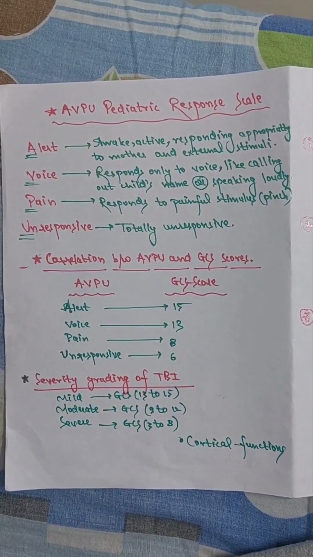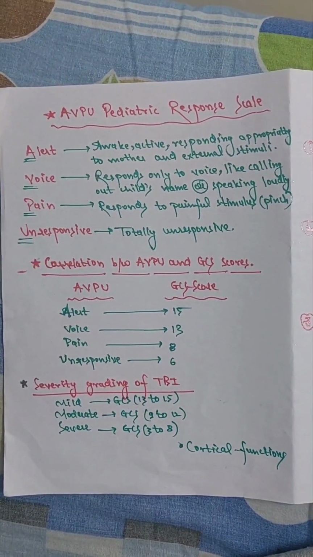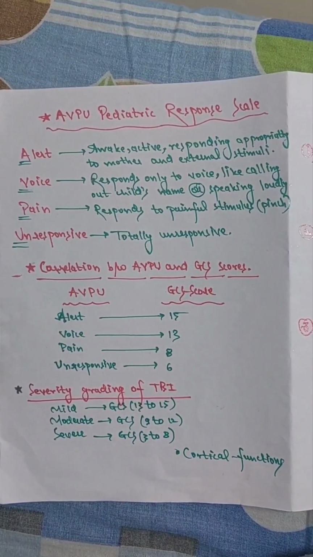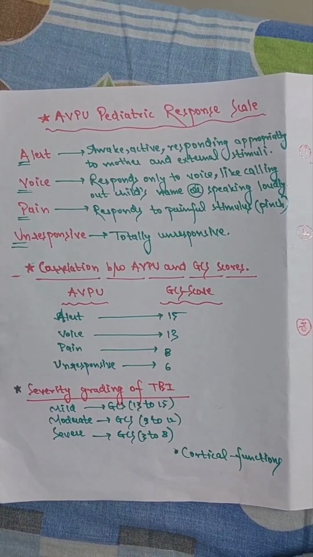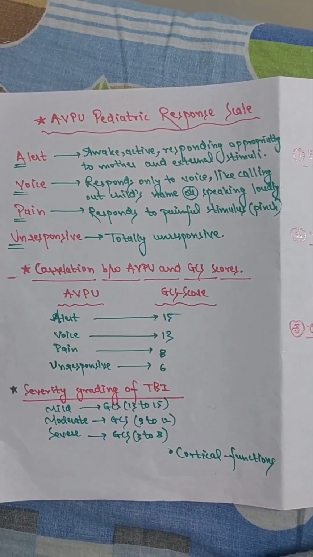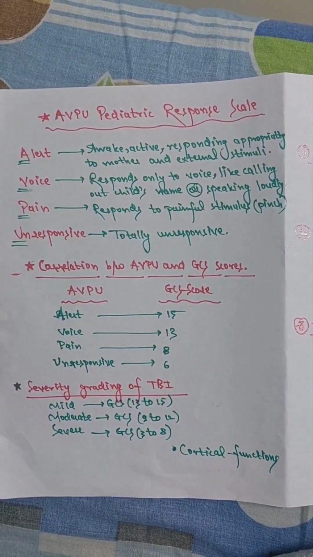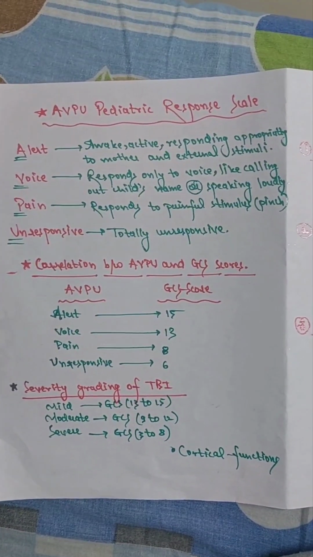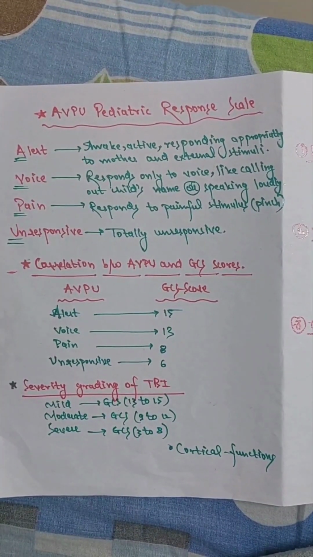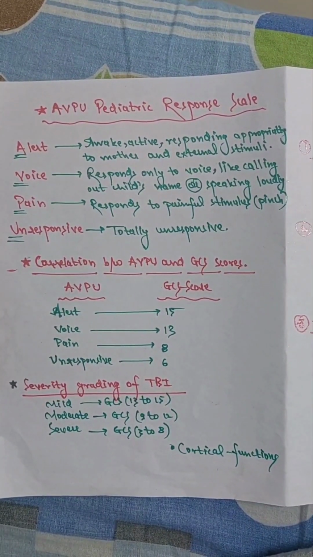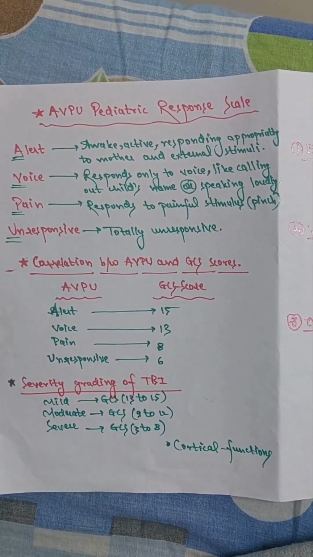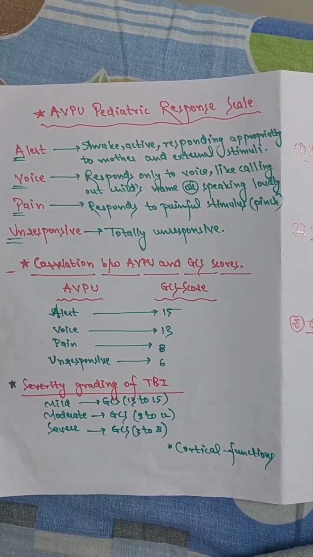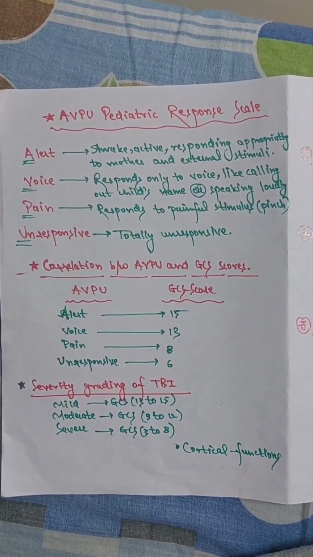Now there is one very important scale in pediatrics, that is AVPU, the pediatric response scale. This AVPU stands for A for alert, V for voice, P for pain, and U for unresponsive. So alert means awake, active, and responding appropriately to mother and external stimuli. Voice is if the patient is responding only to voice, like calling out the child's name or speaking loudly. Pain is if the child is responding to painful stimuli such as a pinch, and unresponsive, that is the child is totally unresponsive. So this is the AVPU scale.